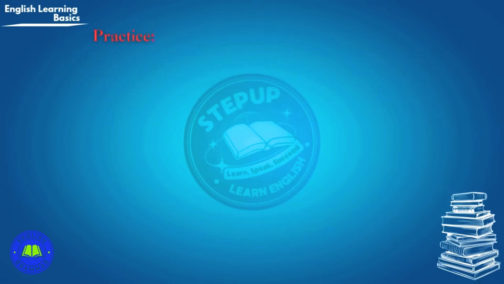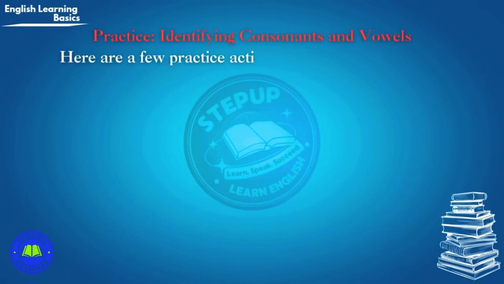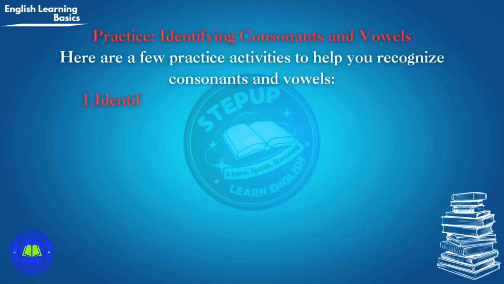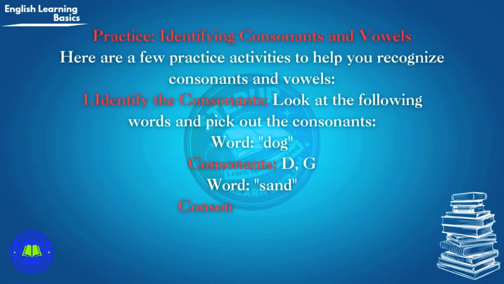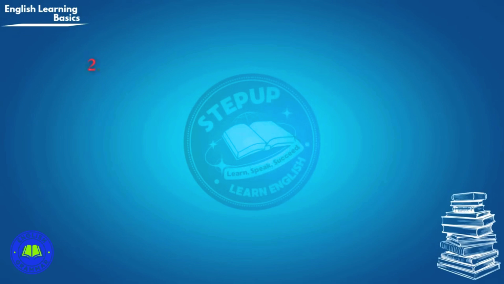Practice identifying consonants and vowels. Here are a few practice activities to help you recognize consonants and vowels. 1. Identify the consonants. Look at the following words and pick out the consonants. Word: dog. Consonants: D, G. Word: sand. Consonants: S, N, D.